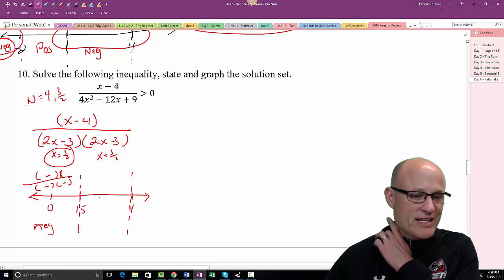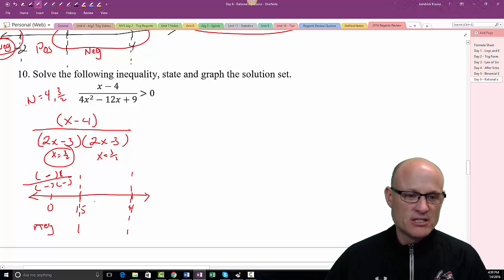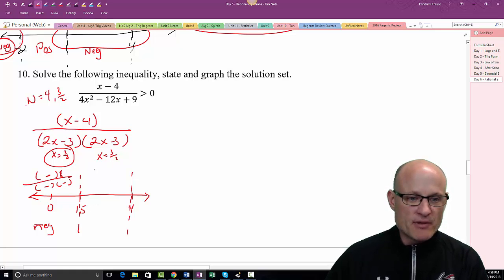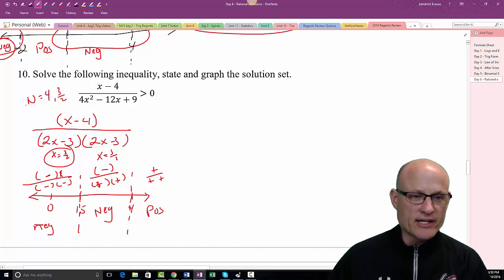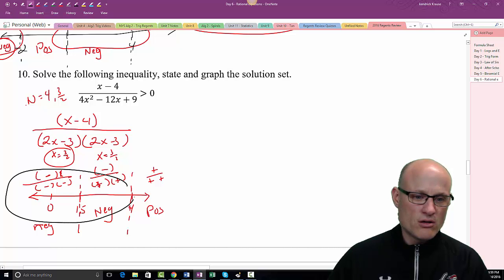If I plug in between these two, like, let's take 3. 3 in the numerator would make a negative. 3 in the denominator makes a positive and a positive. So 1 negative is negative. And then finally, if I plug in a big number, it's positive over positive, positive. So this is just positive. So it looks like I want all of this.